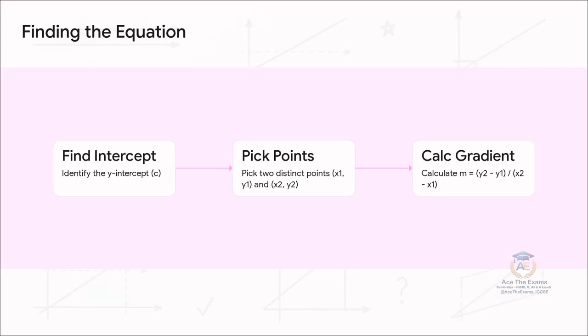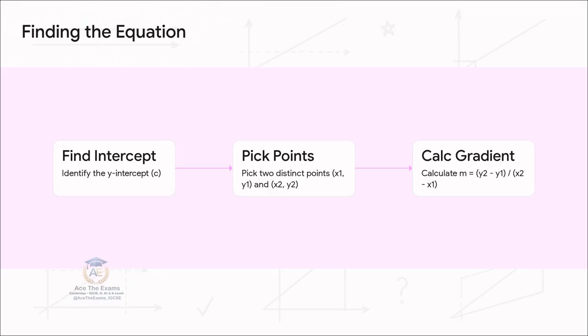Finding the equation of a line from a graph is a straightforward 3-step process. But under the pressure of a timer, students mess this up constantly. Think of it like a math version of the PEEL framework. Point, evidence, explanation, link. First, your point. Identify the y-intercept, c, by finding exactly where the line crosses the vertical axis.